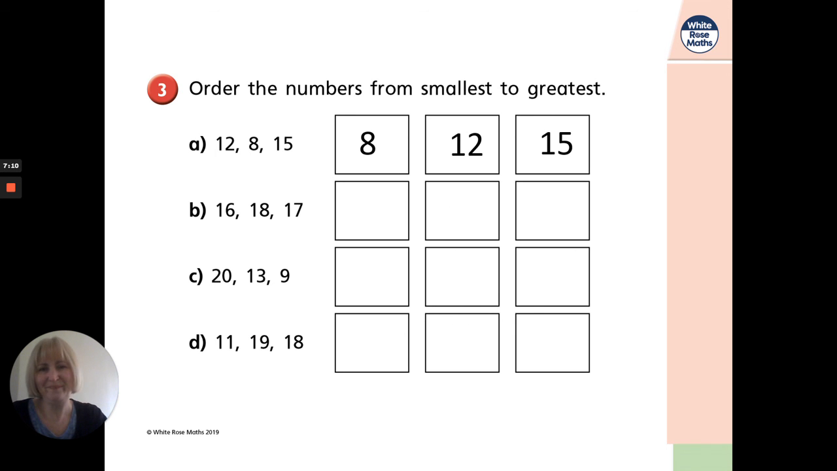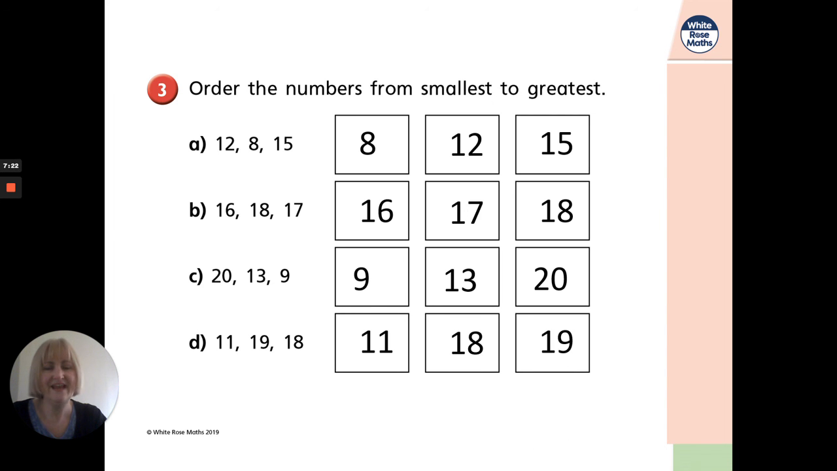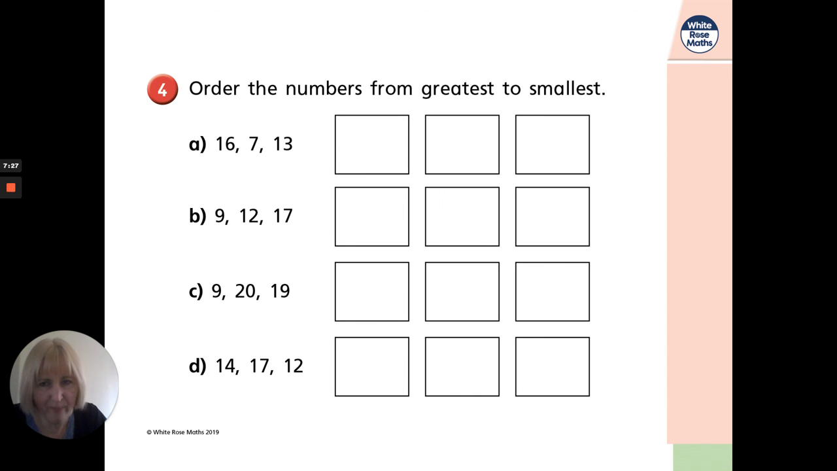Did you get them? 8, 12 and 15. 16, 17 and 18. 9, 13 and 20. 11, 18 and 19. Your last job. You're going to do that again, but this time when you write them down, start with the greatest number and then the next one and then finish with the smallest. Pause the video now while you do that job and come back to check your answers.